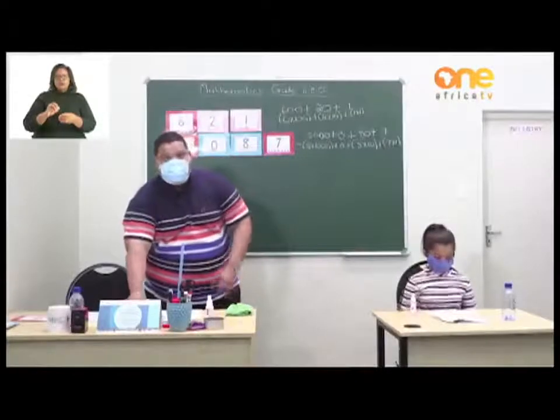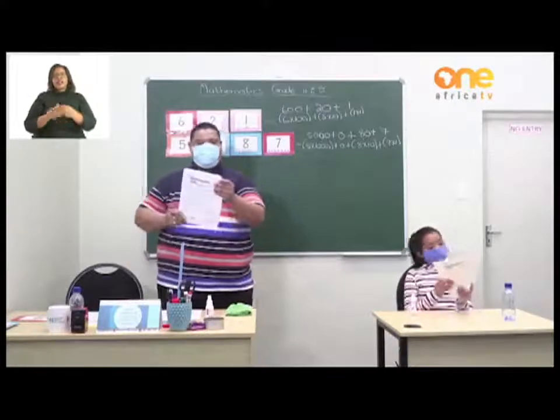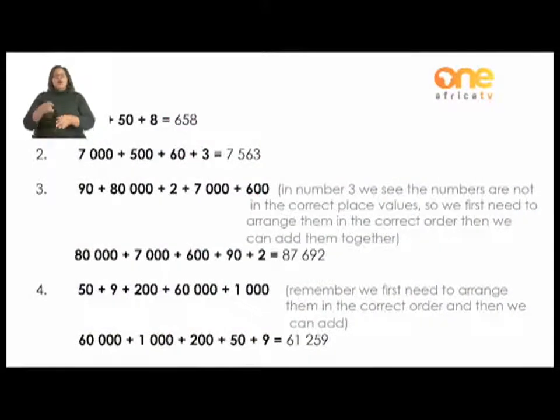Now let's go into our books on page 23. Here we've got a few examples. Now we see here they already gave us the expanded notation part. Here they already broke up the numbers. 600 plus 50 plus 8. Now they just want it as one number. So what I do is I add 600 plus 50 plus 8, and that is equal to 658.